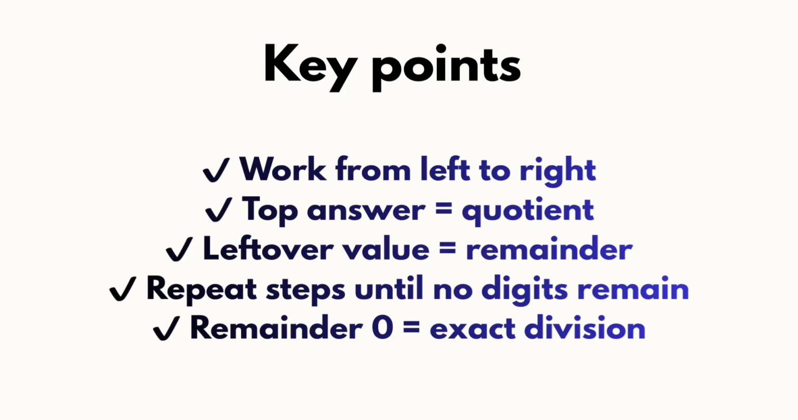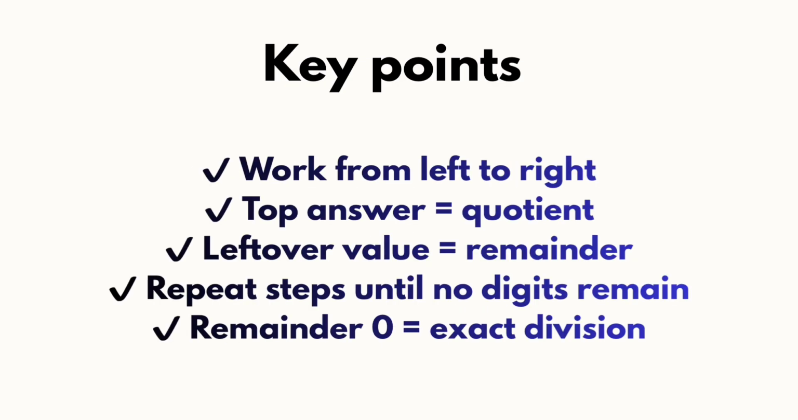What are the key points we need to learn here? Work from left to right. The top answer is the quotient. Leftover value is the remainder. Repeat steps until no digits remain. Remainder 0 gives us the exact division.